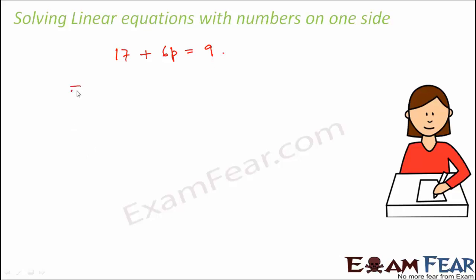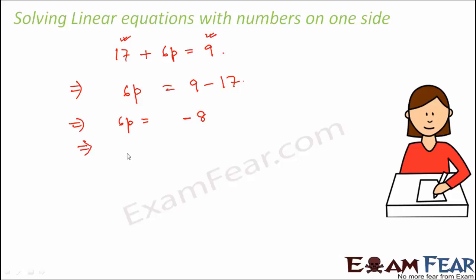So what we do is, our first motive is to collect all the variables on one side and all the constants on the other side. So here you have one constant on this side, the other constant on this side. So we'll collect the variables on the left hand side and we will keep the constants on the right hand side. Therefore we moved 17 from left hand side to right hand side, so it became minus 17. Therefore 6p is equal to minus 8.